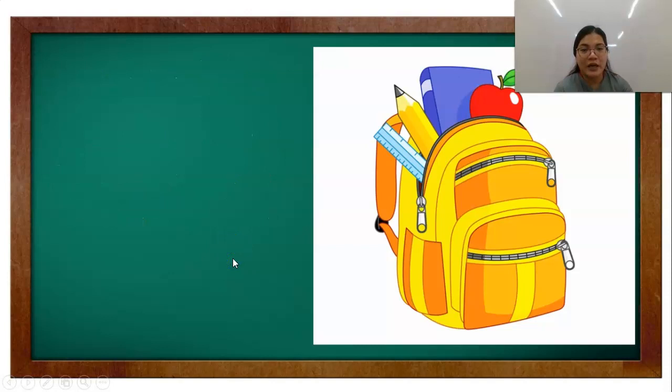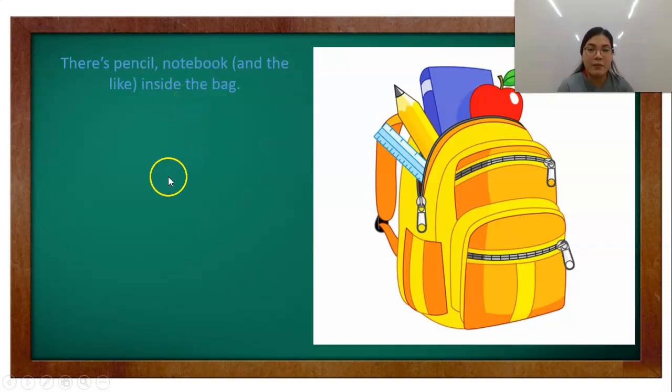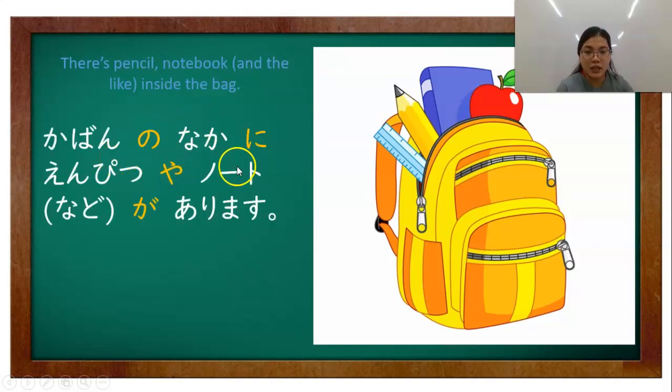Okay? Another, there's pencil, notebook inside the bag. Kaban no naka ni enpitsu ya noto nado ga arimasu. Okay? So as you can see, sinasabi mong may lapis at saka may notebook sa aking bag. So but aside from that, meron pang ibang bagay hindi mo lang sinabi. So you use ya. Okay? So that's how you're gonna use this noun 1, ya, noun 2.